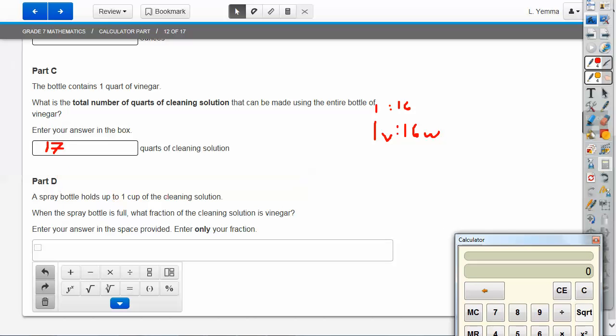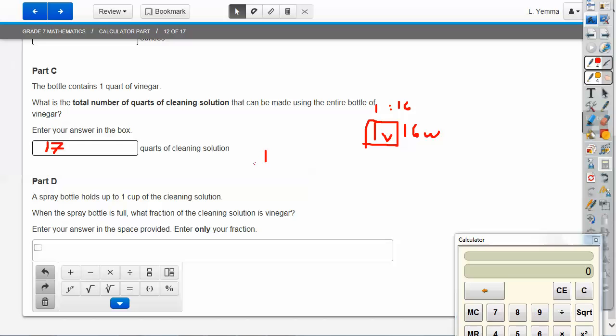A spray bottle holds 1 cup of cleaning solution. Well, if I have 1 cup of cleaning solution, and if I look back to this answer, I have 1 cup of vinegar and 17 cups of cleaning solution. What fraction of this cleaning solution is vinegar?